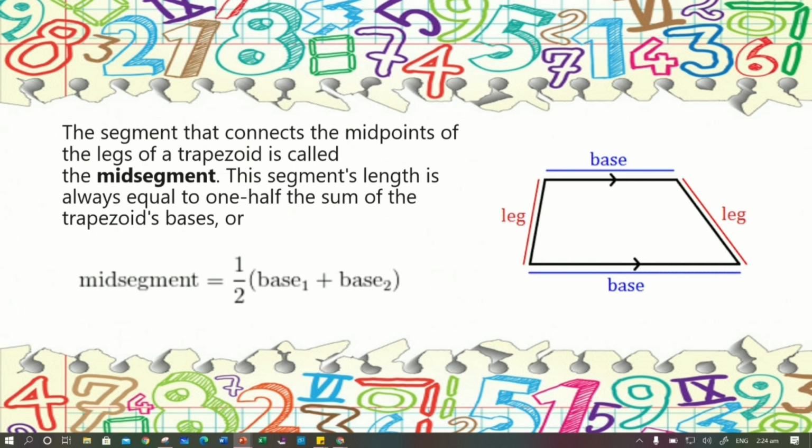In this figure, if we want to get the mid-segment, suppose we have a vertex here. Let's say this point here is the midpoint of this leg, and another point here is the midpoint of this segment here. Now, if we connect these two, this is what we call the mid-segment. And to get the length of the mid-segment, that is 1/2 the sum of these two bases, the upper base or base 1 and then base 2. Okay?